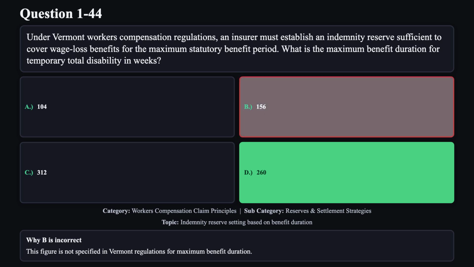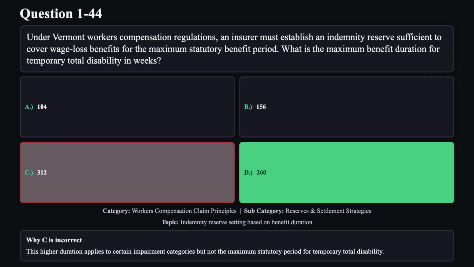Reason B is not correct. This figure is not specified in Vermont regulations for maximum benefit duration. Reason C is not correct. This higher duration applies to certain impairment categories, but not the maximum statutory period for temporary total disability.